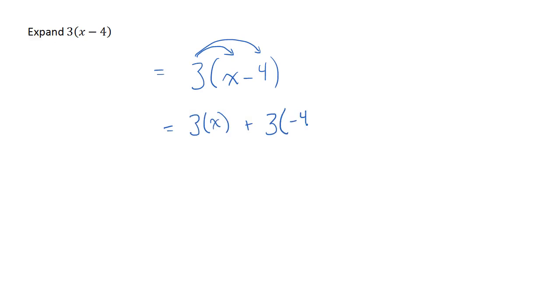In this first example, we're asked to expand 3 times x minus 4. And this is just the distributive property. When we go 3 times x minus 4, what we're really doing is 3 times x and 3 times minus 4. That's the distributive property. 3 times x is 3x, and 3 times negative 4 is negative 12. So 3 times x minus 4 is 3x minus 12.